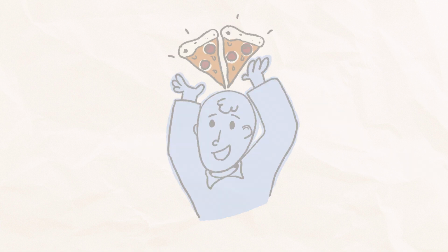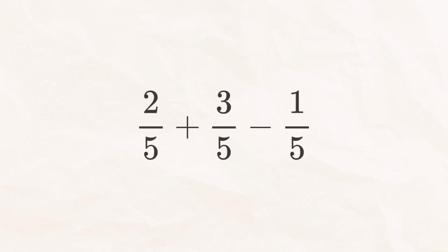Let's try a different problem. One with both addition and subtraction. 2/5 plus 3/5 minus 1/5. Note that the denominators are all the same, 5. So we can get our answer by adding and subtracting the numerators. And the denominator will stay the same.